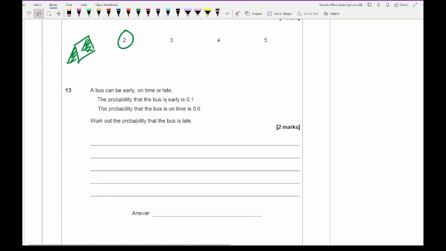It then says that a bus can be early, on time or late. The probability the bus is early is 0.1. Probability of the bus being on time is 0.6. What is probability of the bus being late? Well, all of these 3 probabilities need to add up to 1. So if I do 1, take away 0.1, take away 0.6, these 2 added together is 0.7. So what do you have to add to 0.7 to get 1? Well, I need another 0.3.